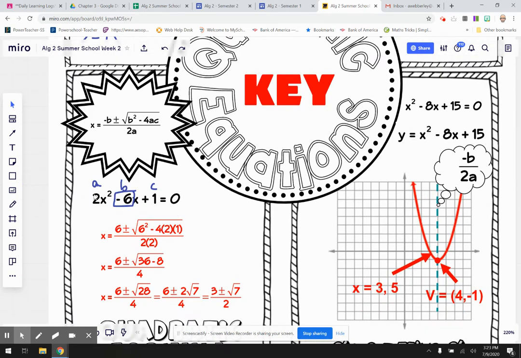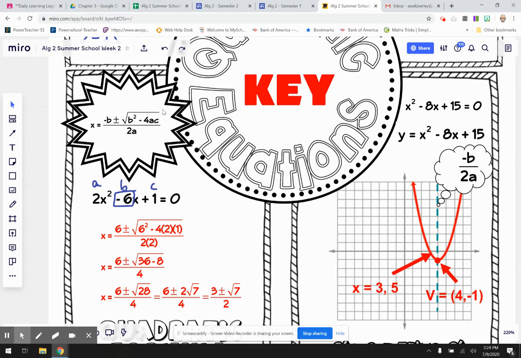Okay, so I would label A, B, and C here. A is 2, B is -6, and C is 1. And then you want to just plug them into the formula. Opposite of B, so you can see right up here, negative B means opposite of B. So if B is -6, we want +6.